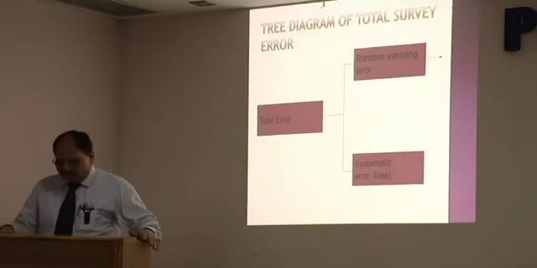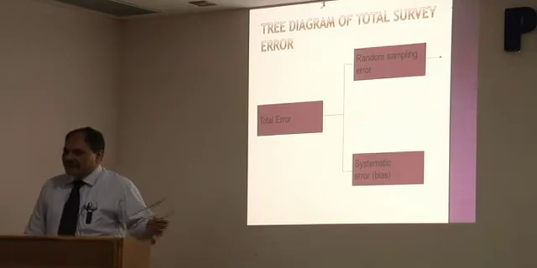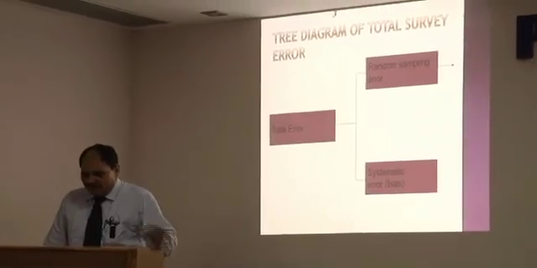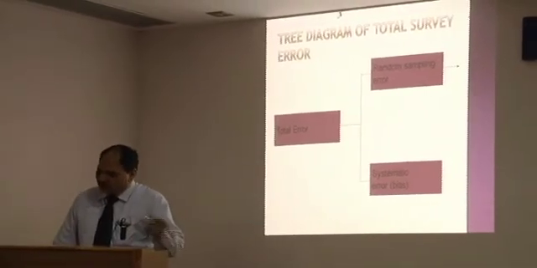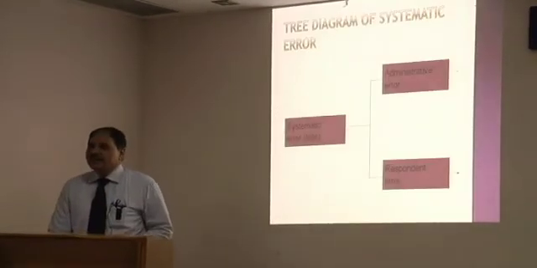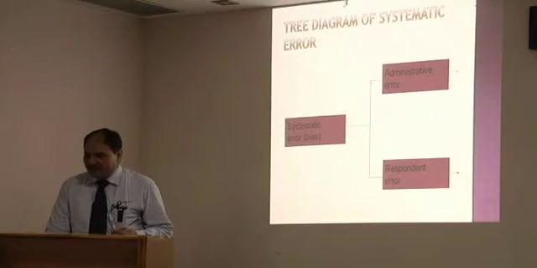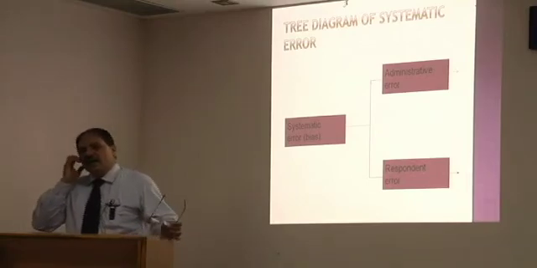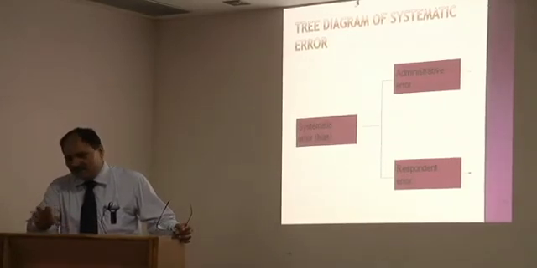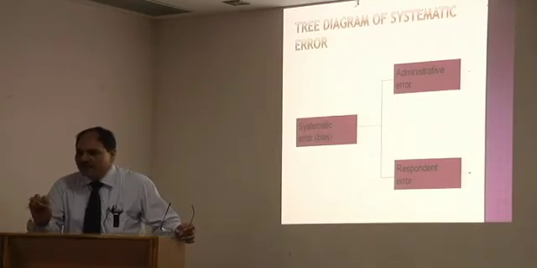As I said, the total error can be divided into two parts, random sampling error and systematic error. As I said earlier, random sampling errors can be taken care of during hypothesis testing, but systematic errors cannot, so we will be concentrating basically on systematic errors. Systematic errors can be divided into two parts, administrative errors and respondent errors. Either the way the survey has been administered can create errors, or the respondents themselves can induce errors.